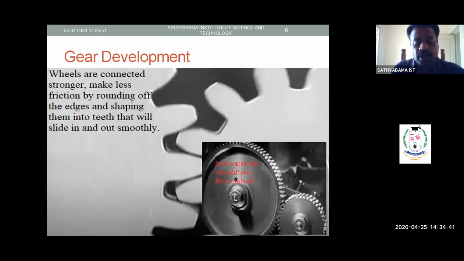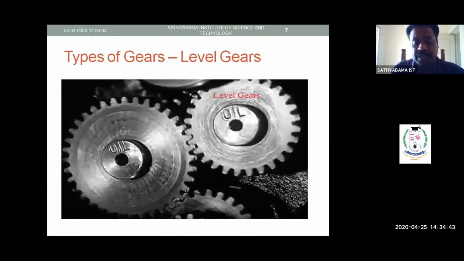Okay, so far I told you some history about the gears, how the gears are developed from the leverage principle. Next, I am moving to explain some of the gears. Most of you may have seen the gears in our lab or any other automobile shops or mechanical workshops. You may have seen these gears. Let us see the picture.